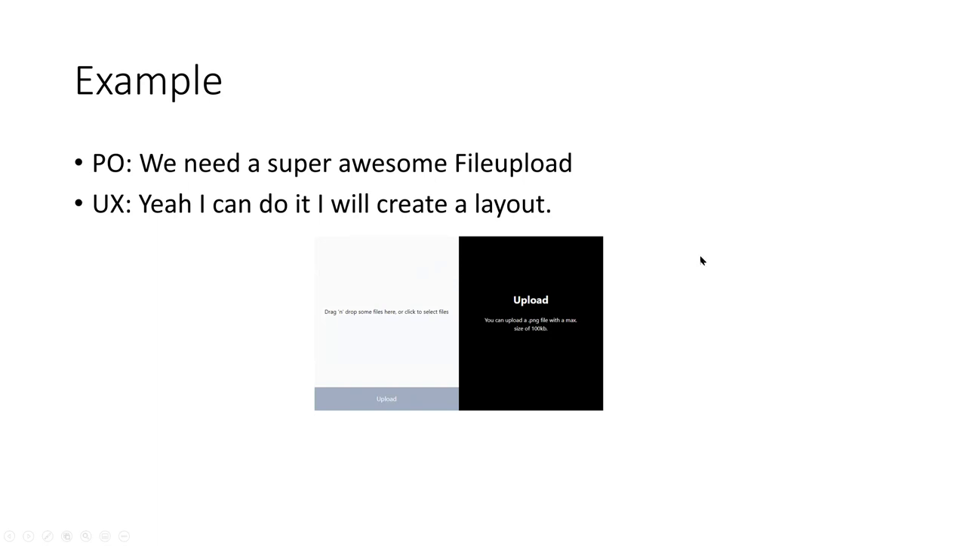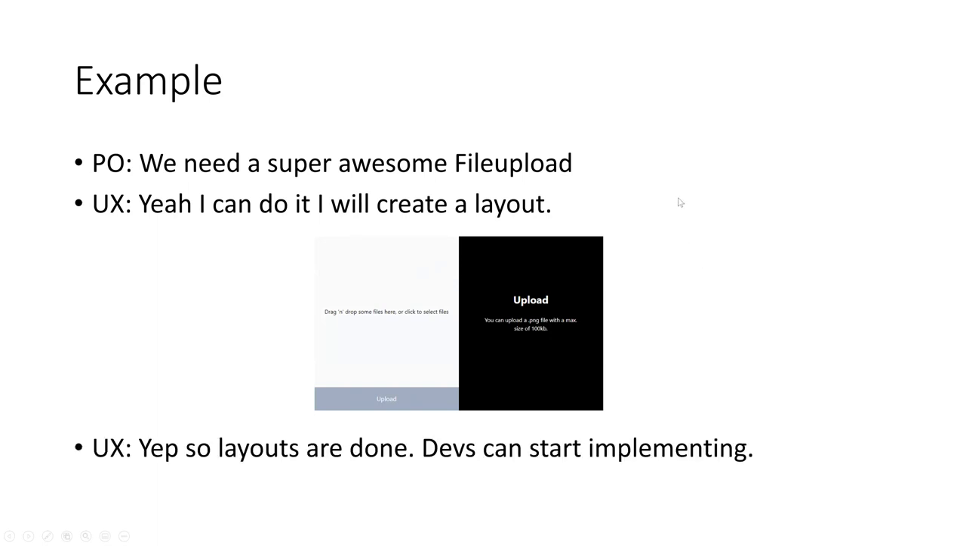And then the UX guy comes back into whatever planning or working style you have. Okay, layouts are done, so developers can start implementing. So go for it. And the product owner says, nice, perfect. So we are in Scrum. We already have 3 of 5 story points done, and there's only the implementation left, super easy, because the layout looks nice.